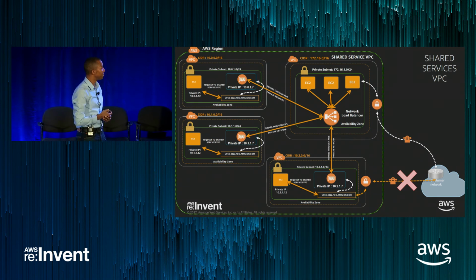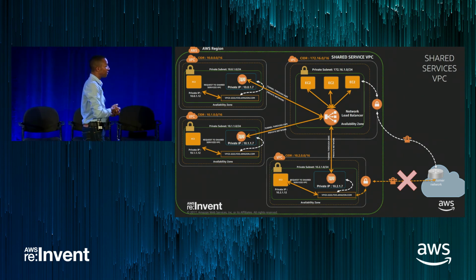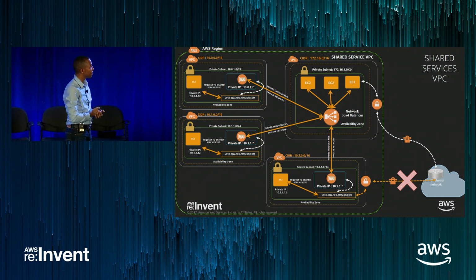Again, you can't communicate with your service via a VPN connection between your VGW and your local on-premises network, but you can do it via Direct Connect.